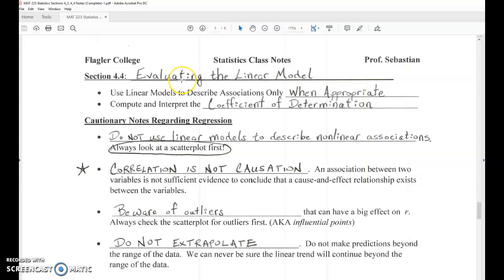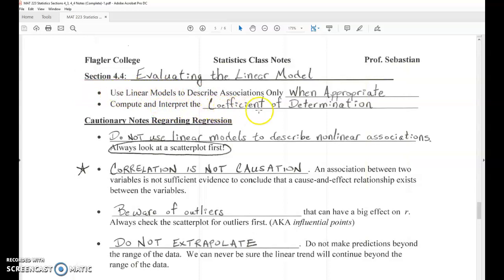It really is just trying to re-emphasize many of the major points and summarize what's going on, with a couple new pieces of information, of course. So the main topics in section 4.4 are: use linear models to describe associations only when appropriate. That means don't use linear regression when the underlying scatter plot shows that it's not linear. If it's not linear, you cannot use linear regression. That should just put a stop to everything.